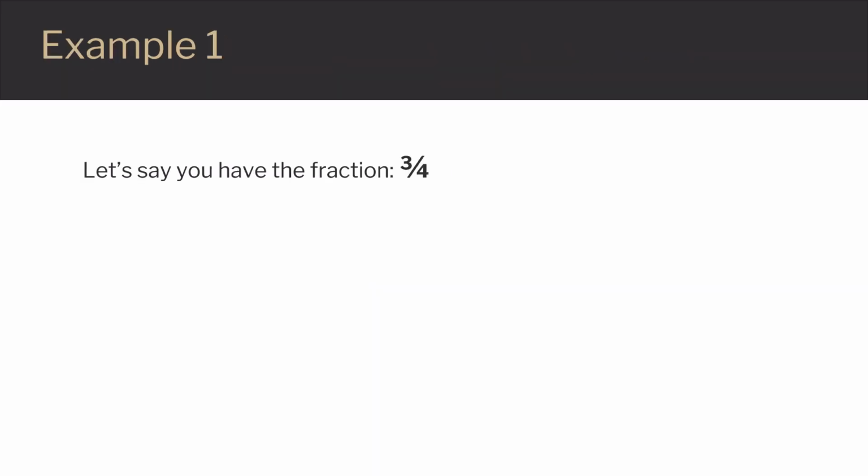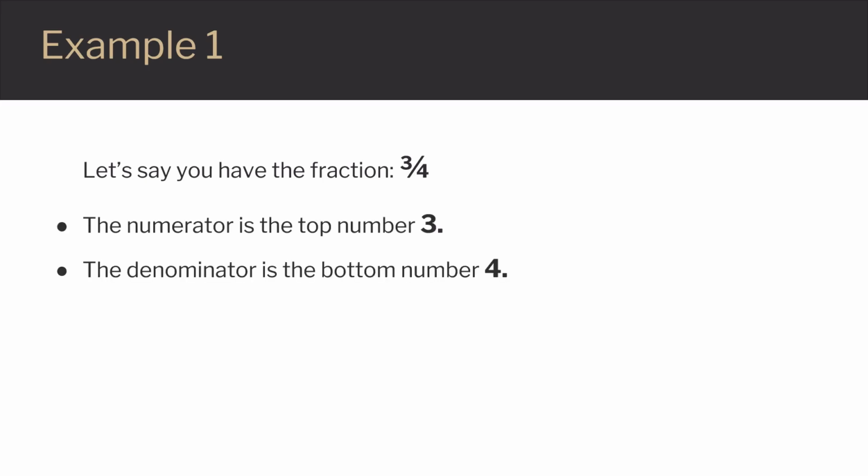For example, let's say you have the fraction 3/4. The numerator is the top number, 3, and the denominator is the bottom number, 4. Using a calculator, divide 3 by 4 and you get 0.75. So our final answer is 3/4 equals 0.75.